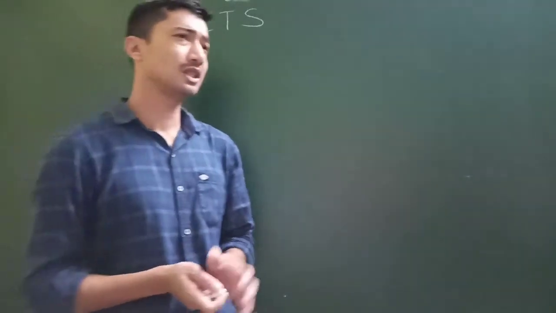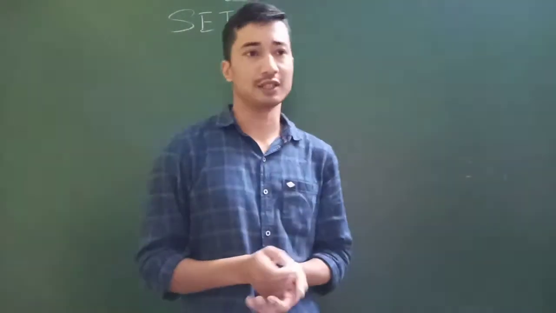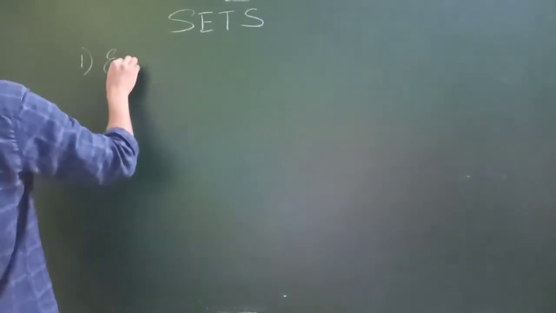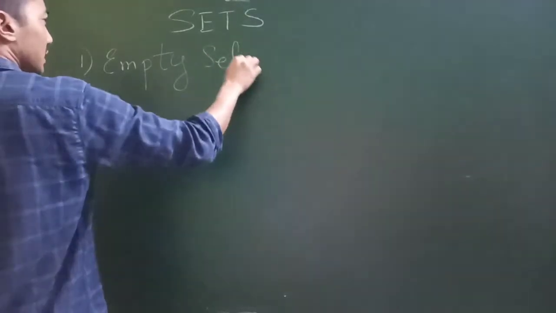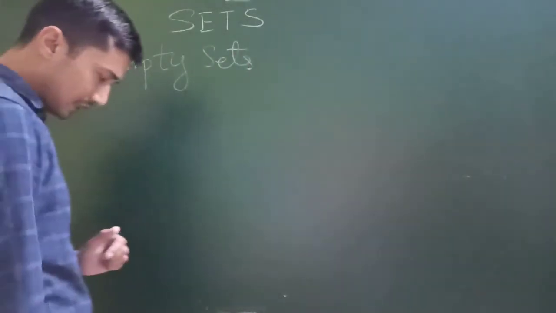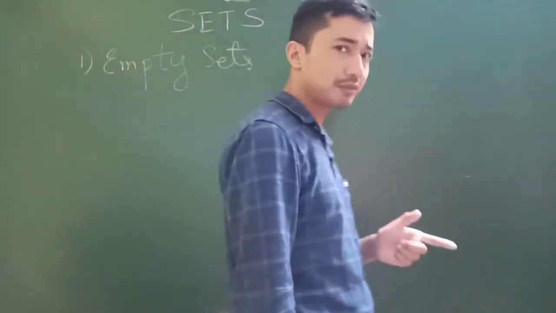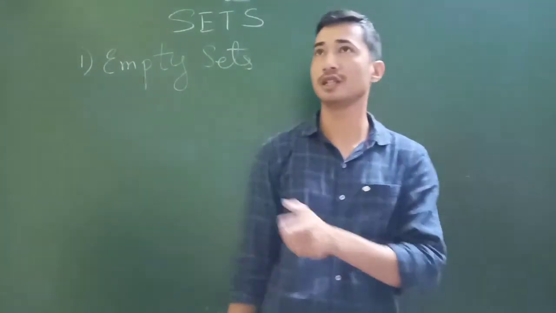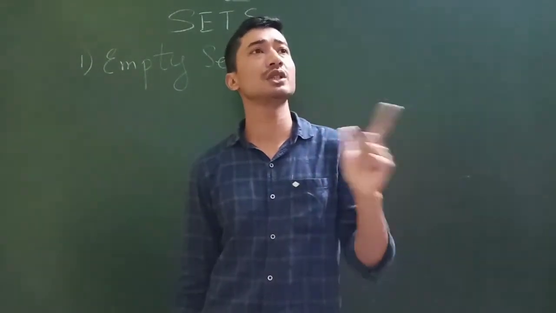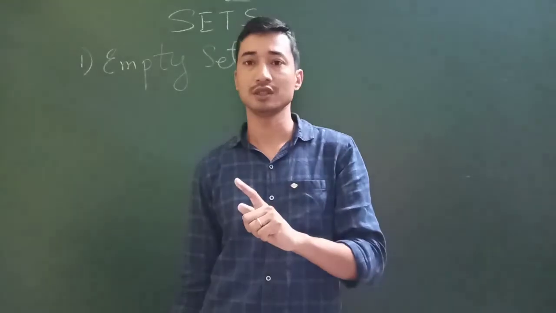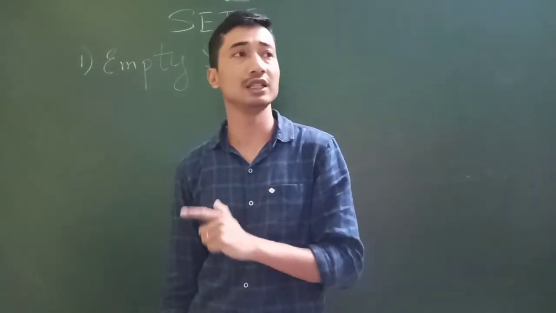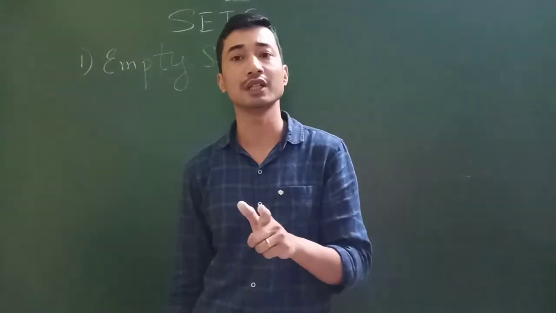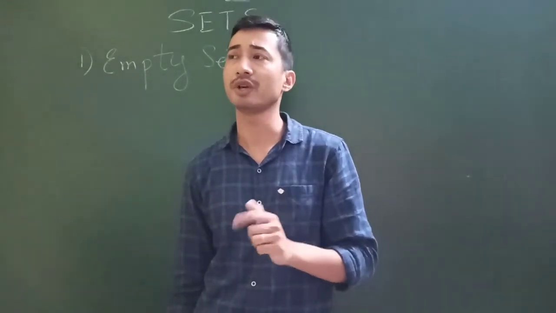Now today we're going to learn some different kinds of sets. The first kind of set that we're going to study is empty sets. Now what is an empty set? Very simple. An empty set is a set which is empty. That means khali. It's going to be empty, it has to be empty. So how do you write an empty set?